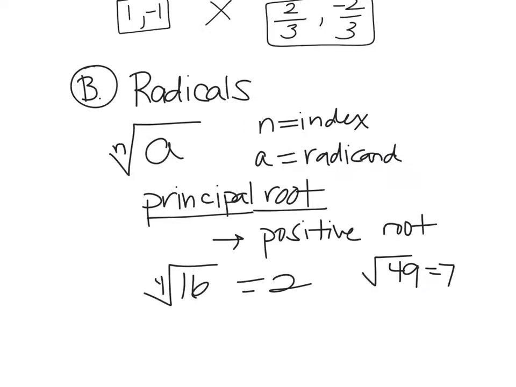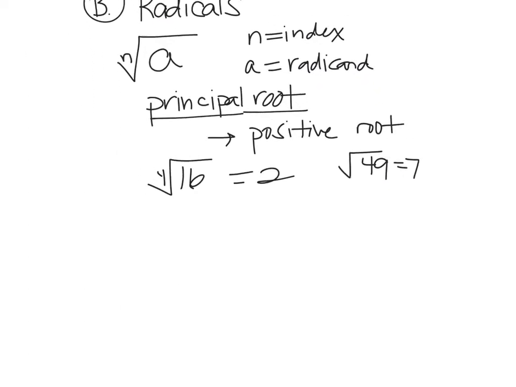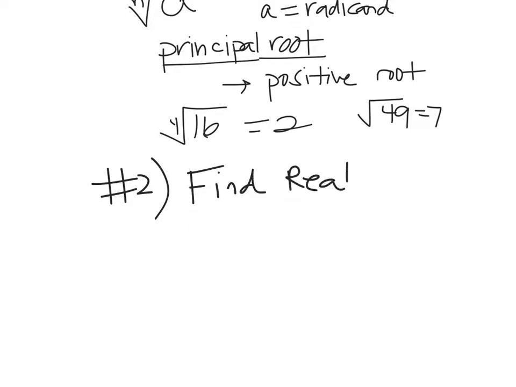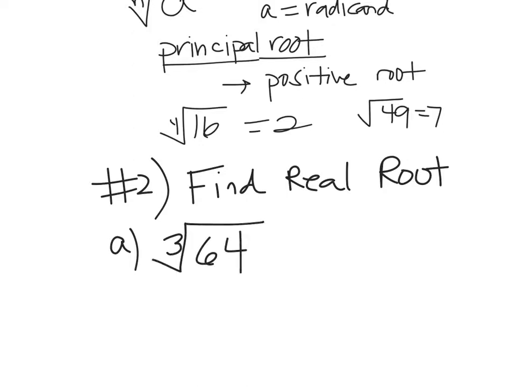All right. So let's do some. Are you ready? Your calculator can handle these too. So what are we on? Number 2. It says find each real root. Find the real root. And there's only going to be either 1 answer or no answers for these. So here we go. The cube root of 64. Now don't shout it out. Let's see if you know these.